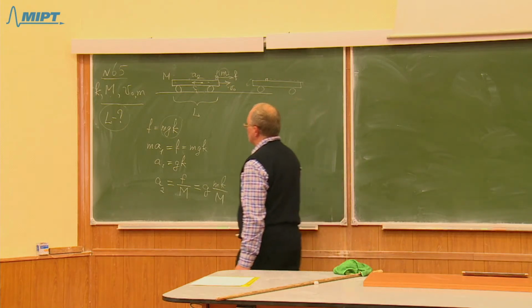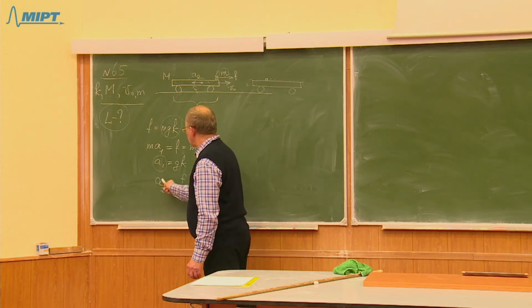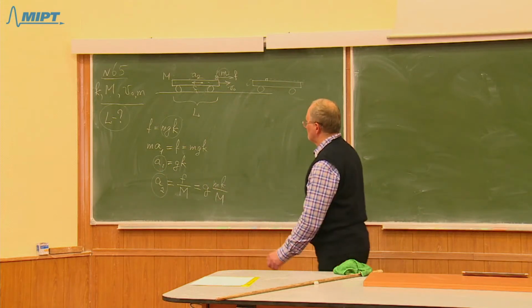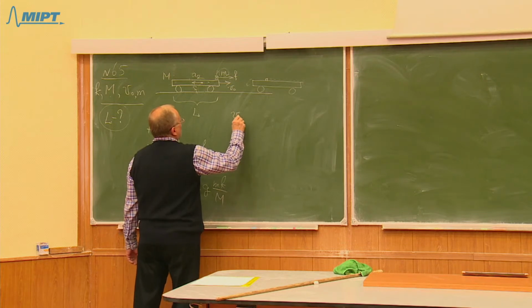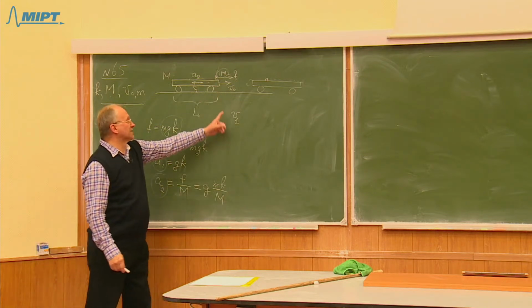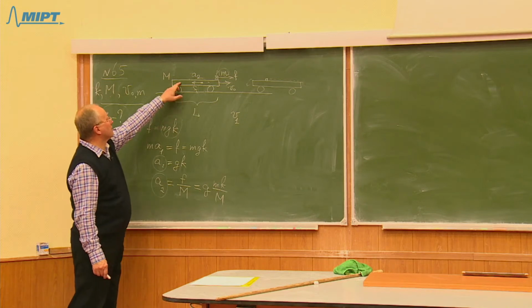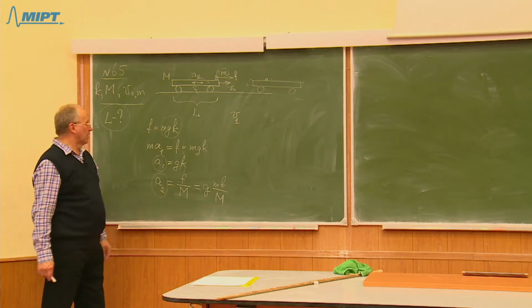Okay, so we know the acceleration of the small body and deceleration of the wagon. If so, we know the velocity of the small body. I will put it as v1. Everything related to the small body will have index 1, and everything related to the large body, the railway car, will have index 2.